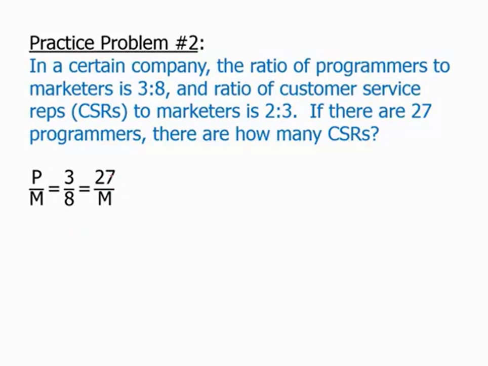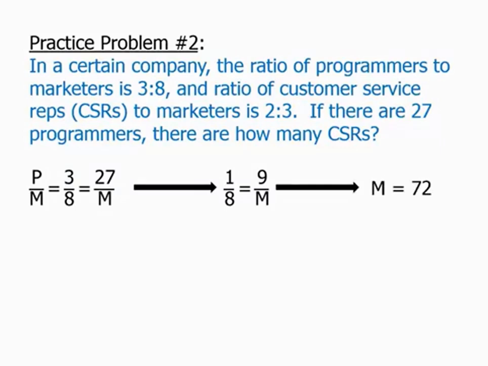We know the number of programmers is 27, so we can simply find the number of marketers. Marketers, remember, is the in-between term, the term that we need to get from one ratio to the other. That's the common term. So we need to solve for marketers. And here, this is where operations with proportions come in. Before we cross multiply, notice that we can cancel a factor of 3 in the numerator. So we cancel that. We get it down to this fraction. Then we can cross multiply very easily. M equals 72. There are 72 marketers.